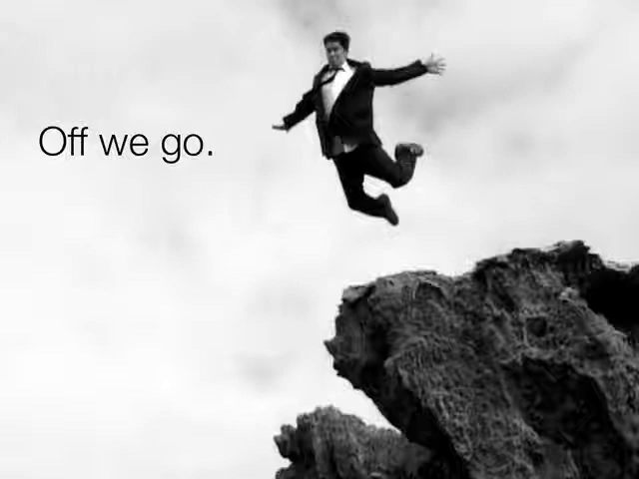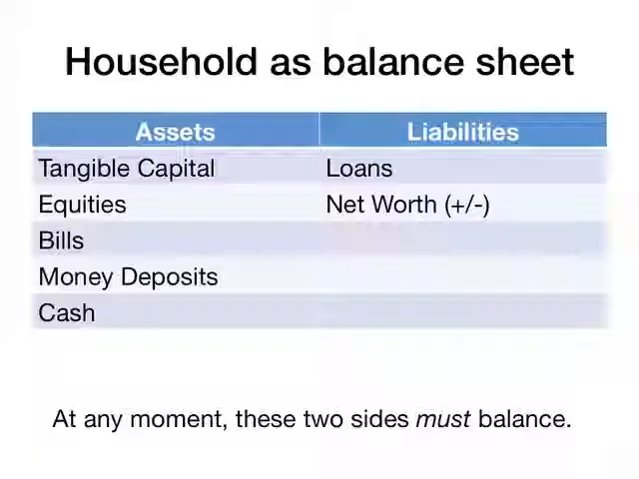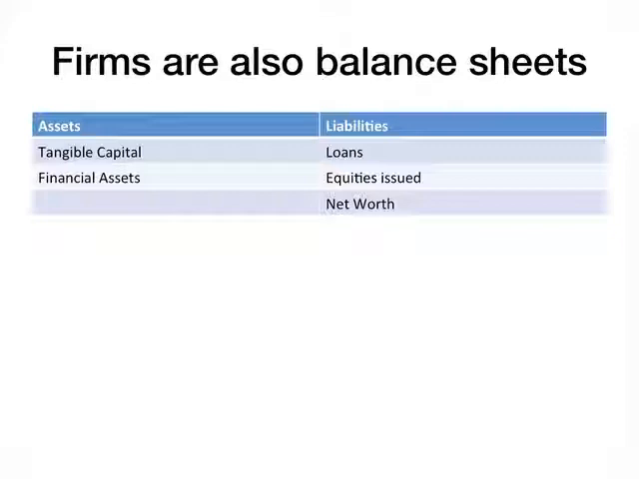Well, you gotta take a bit of a leap with me, folks. This may seem a little bit dry and boring, but actually, it's extremely important. I showed you this picture. Households have tangible capital, equities, bills, money deposits and cash, and loans on the other side. Firms have tangible capital and financial assets on one side, liabilities of loans and equities on the other.